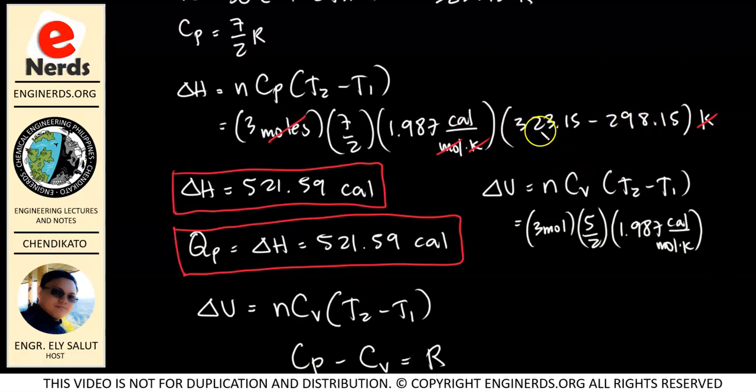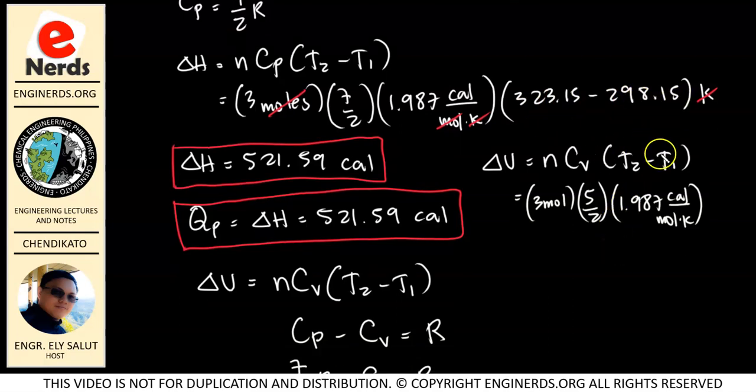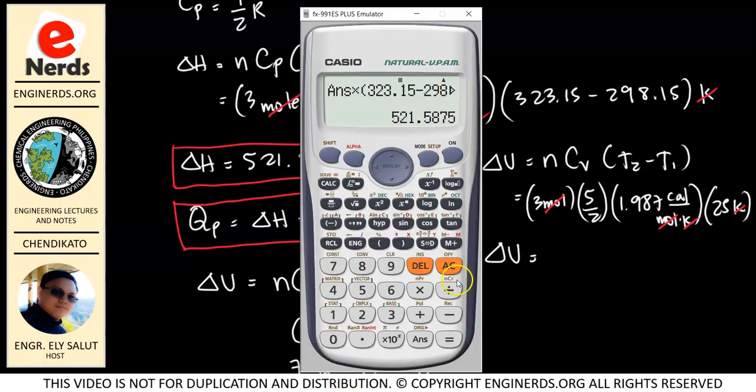We don't have space here, so I will just write this one. So we have 323.15 minus 298.15, which will be 25 Kelvin. So therefore, our units here will be cancelled out. Our moles will be cancelled out, and our Kelvin will be cancelled out. So now we can calculate the value of our delta U. So our delta U will be equal to, let me calculate that, 3 times 5 divided by 2, then times 1.987, then times 25.